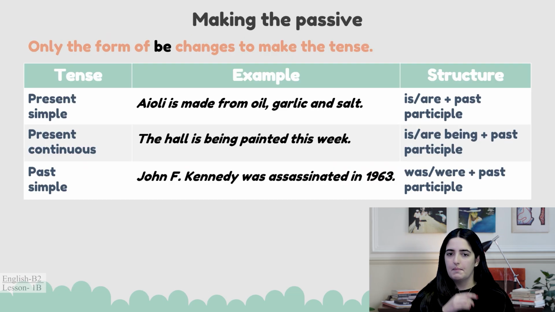Okay, here's some examples of the form to be and how it changes to make the tense. So for present simple, we would have is or are plus the past participle. Aioli is made from oil, garlic and salt. So is, that's key, or are if it's plural. The hall is being painted this week, or the halls are being painted this week. And for past, we have was, okay? So you just need to remember the tenses that match alongside them. Present, is and are, past, was and were. Plus the past participle, of course. Okay, let's move on.